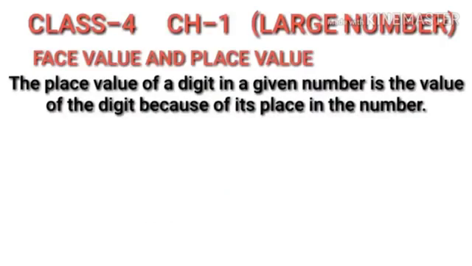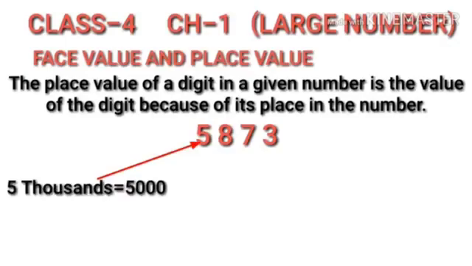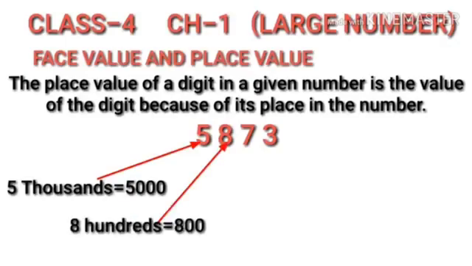Now if we talk about the place value, the place value of a digit in a given number is the value of the digit because of its place in the number. Let's take an example of 5873. The 5 is on the 1000 place, so the place value of 5 is 5000, whereas the 8 is on the 100 place, so the place value of 8 is 800.